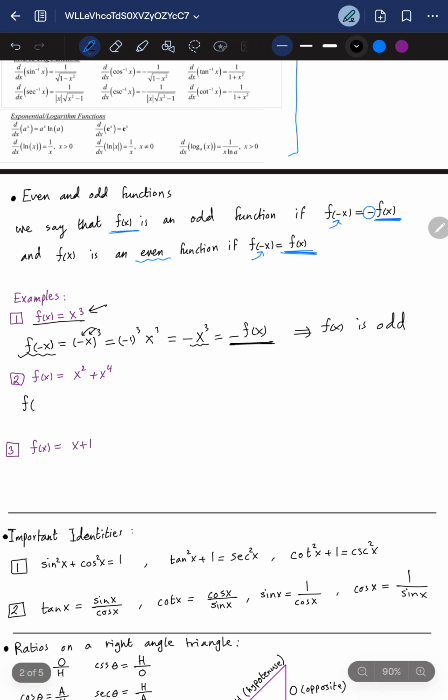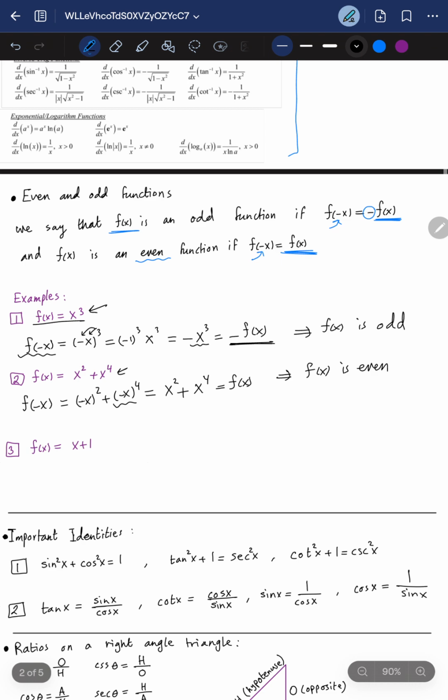For the second example, we're going to repeat the same exact process. We're just going to plug in negative x instead of our x, and similarly, distributing the power. Here we have negative squared, so that's just positive. So we're going to get x squared. Plus, similarly, negative to the 4th power is also positive, so we're going to get x to the 4th. But this is just f of x, the function that I started with, which means this function is even.